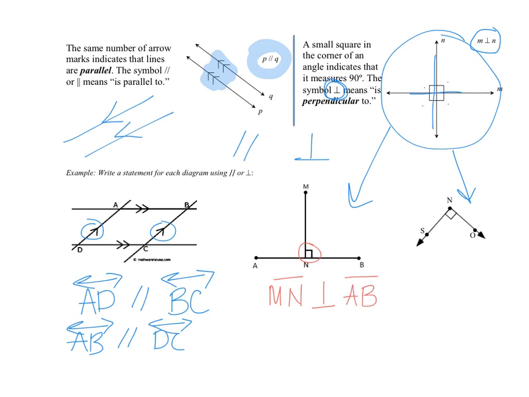Okay, why don't you write the statement for the last one, and we'll come back and check it in a second. Okay, so here we had rays, and we can see that ray NS is perpendicular to ray NO. So hopefully you got your rays in the right order, with N coming first because N is the end point, and your symbol on top heading to the right. So ray NS is perpendicular to ray NO.